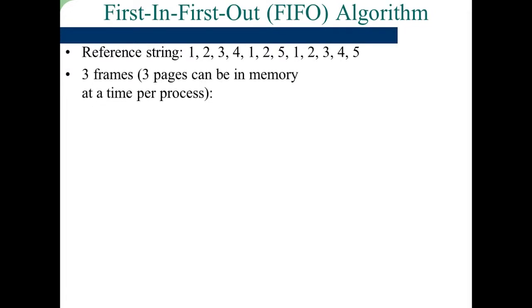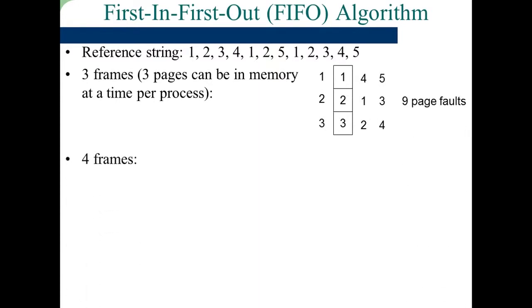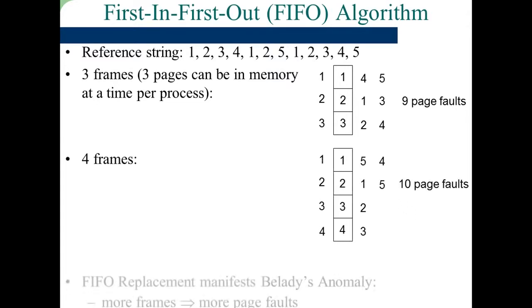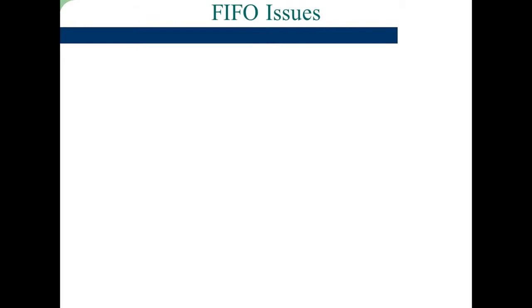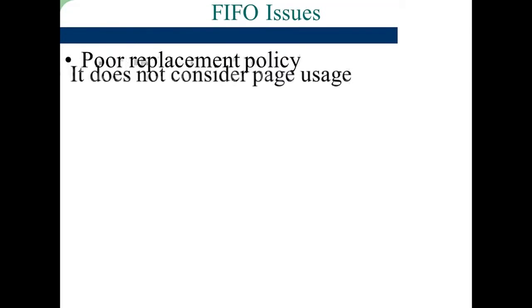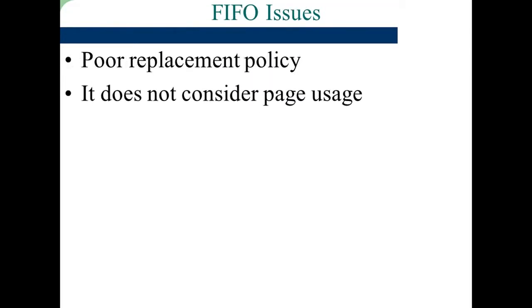If for the given reference string we choose 3 frames in the memory at a time, then we get 9 page faults. If we select 4 frames in the memory, then we get 10 page faults. Thus, the FIFO replacement algorithm manifests Belady's anomaly, that is, more frames give more page faults. The issue with the FIFO policy is that it is a very poor replacement policy. It does not consider page usage, thus it is less preferred.